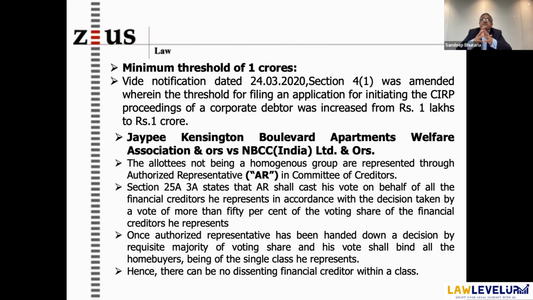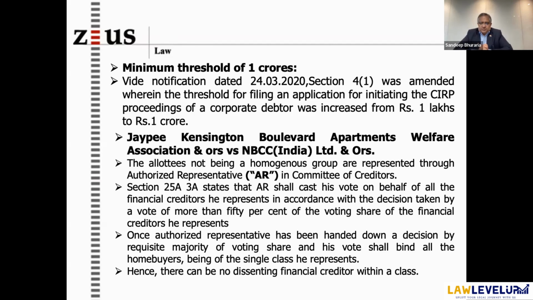And hence, under Section 25, subsection 3A, the legislature said that there will be an authorized representative appointed by the resolution professional who will vote on behalf of such allottees. And to enable him to vote on behalf of the allottees, he would take individual votes of such allottees, and if more than 50% of such allottees voted in favor of a resolution or against a resolution, that more than 50% vote will be held to be the vote of the majority. And hence, this fact was again questioned in this judgment.